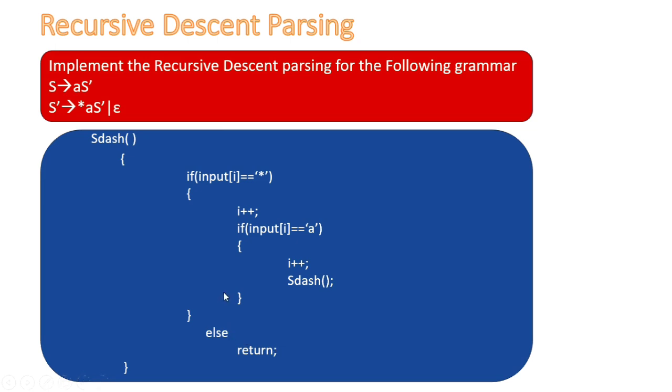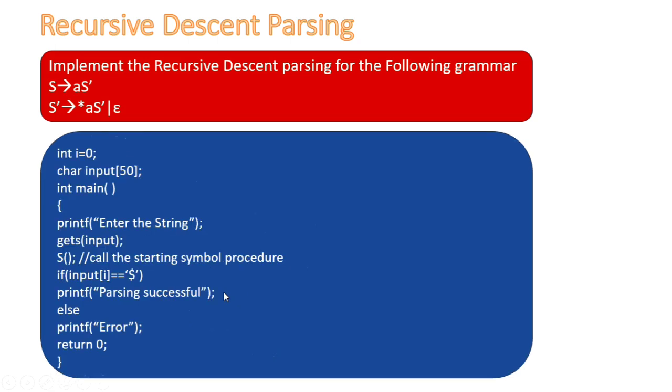Now we will go for the main program. Here in the main program, we declare two global variables: one is i, and another is the input array. These two variables are global variables. Then when we enter the string using the gets function, we immediately call S. S is the starting symbol, so I call the starting symbol procedure.